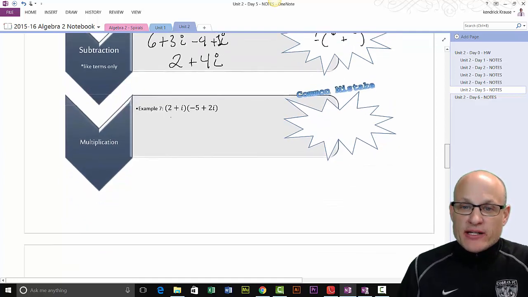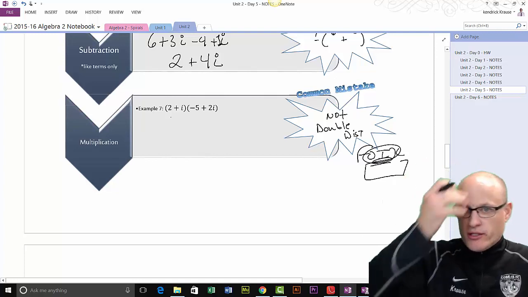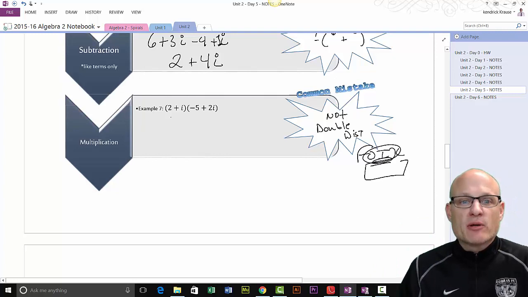Common mistake made on here is not double distributing, or not FOIL. You must remember to FOIL. You guys are really good at the F and the L, but you're not good at the OI. And every time you make a mistake, I go, OI! They forgot the OI! OI! That makes me mad. Don't make me mad.